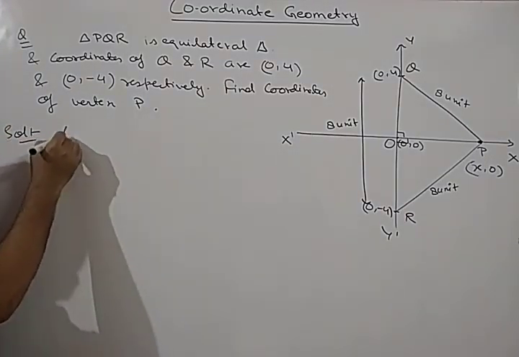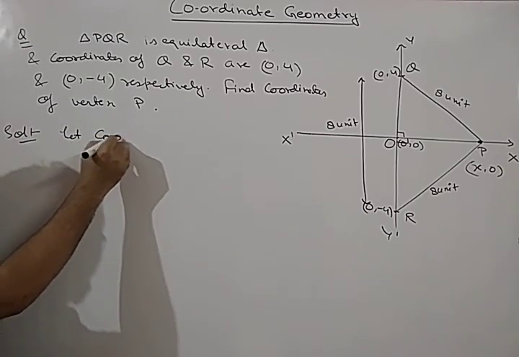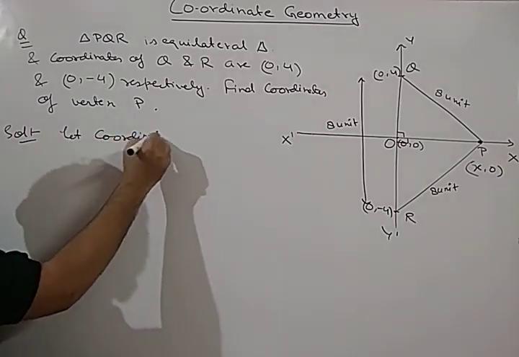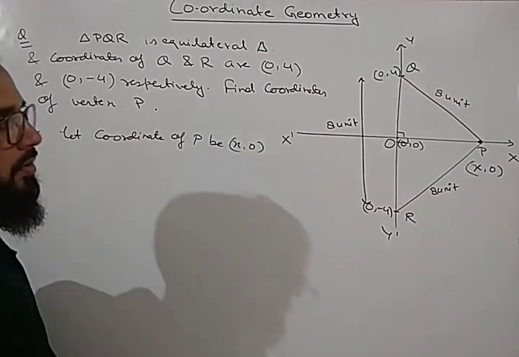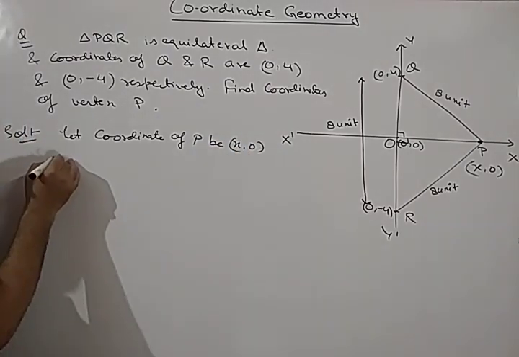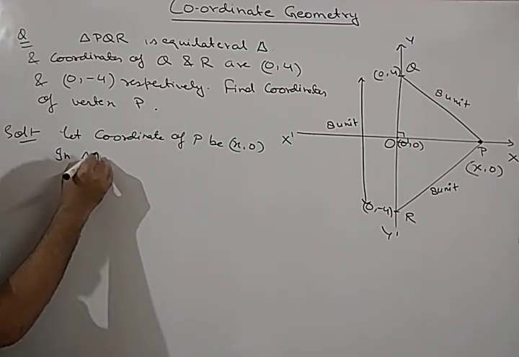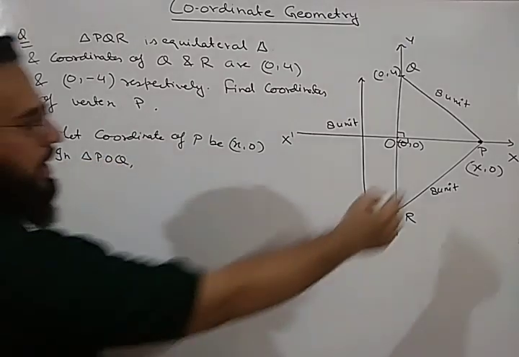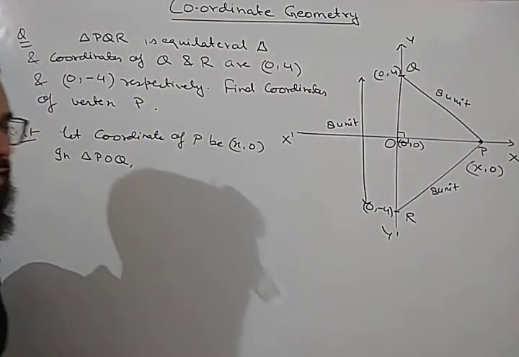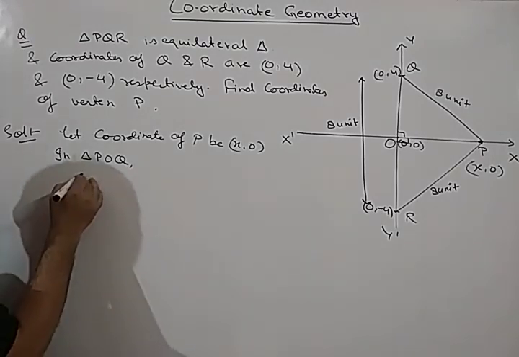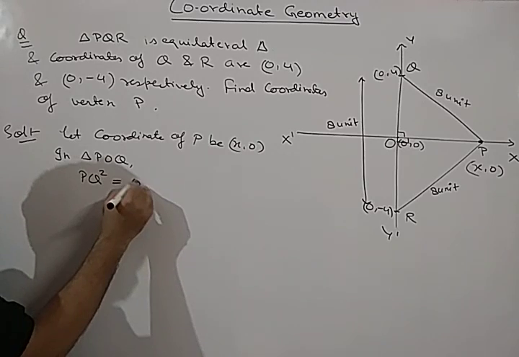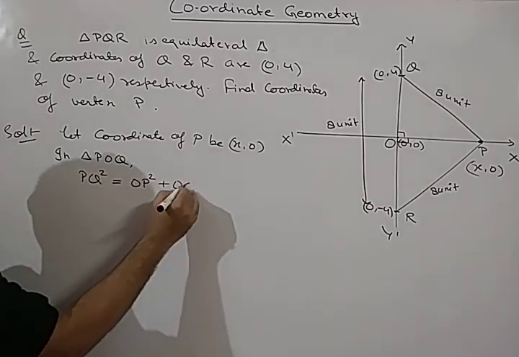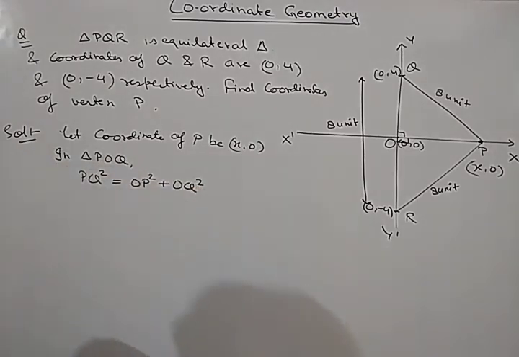So first we will write, let the coordinate of P be x comma 0. Now let us take the triangle. In triangle POQ, this is a right angle triangle. So in triangle POQ, by Pythagoras theorem, PQ square will be equal to OP square plus OQ square.